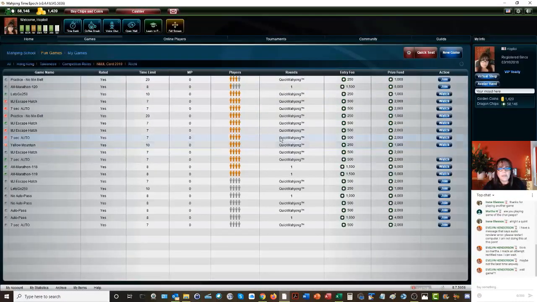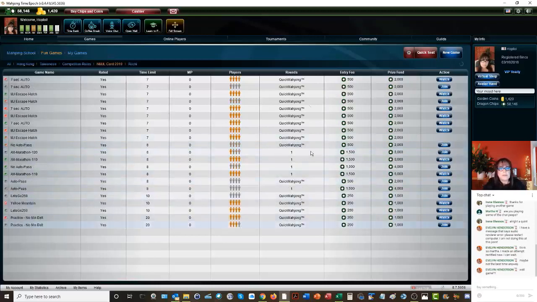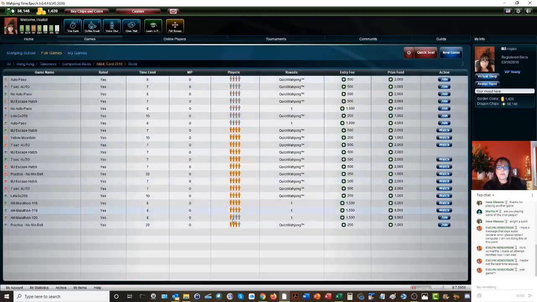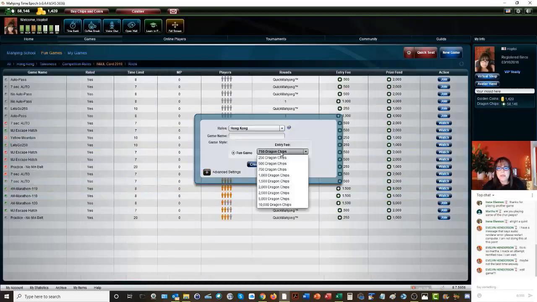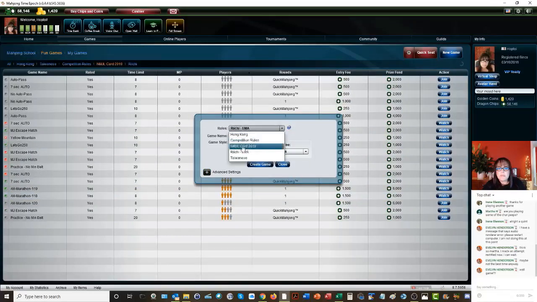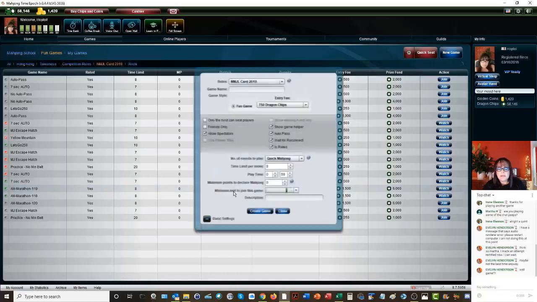Let's see if we can play yellow. Oh, someone already joined Yellow Mountain again. Wow, there's a big community of players out right now. So let me see if I can create another game and see if I can control the belt. Okay, let's see, advanced settings, belt, white belt, 250, I can seat.